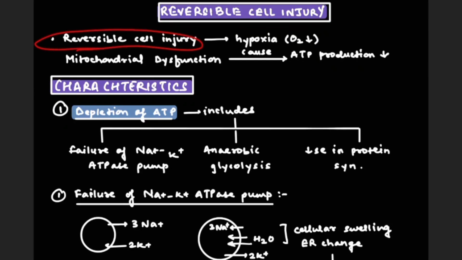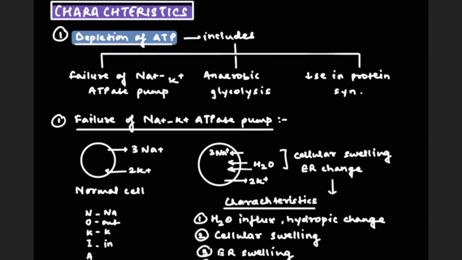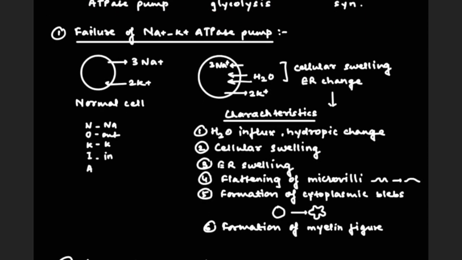So reversible cell injury occurs due to less oxygen, that is hypoxia. Also dysfunction of the mitochondria, which will cause a decrease in ATP production. Now there are some characteristics. So first is depletion of ATP. It will include three things, that is the failure of sodium potassium ATPase pump, then anaerobic glycolysis and decrease in the protein synthesis. First is failure of sodium potassium ATPase pump.